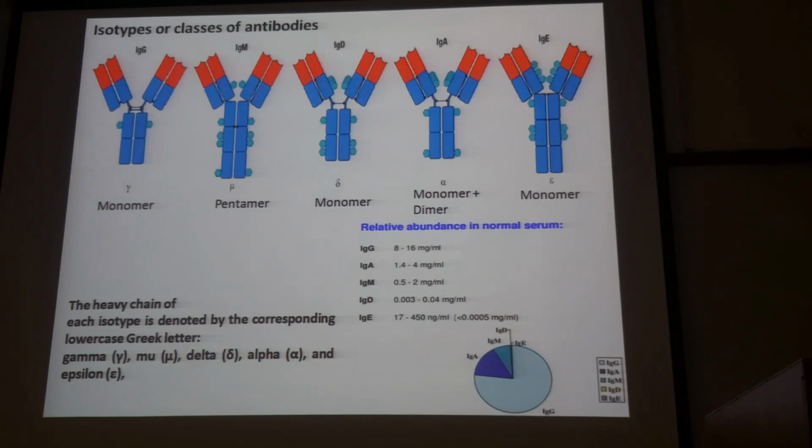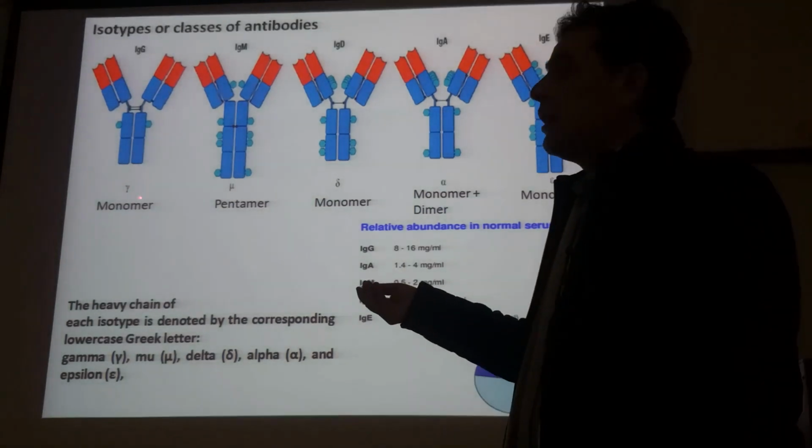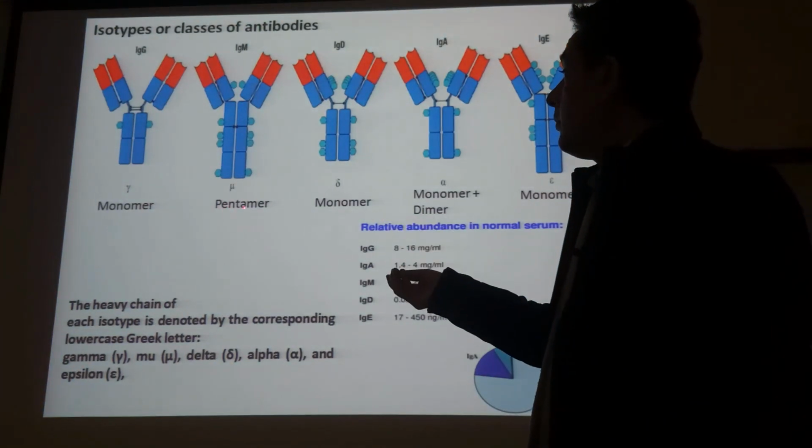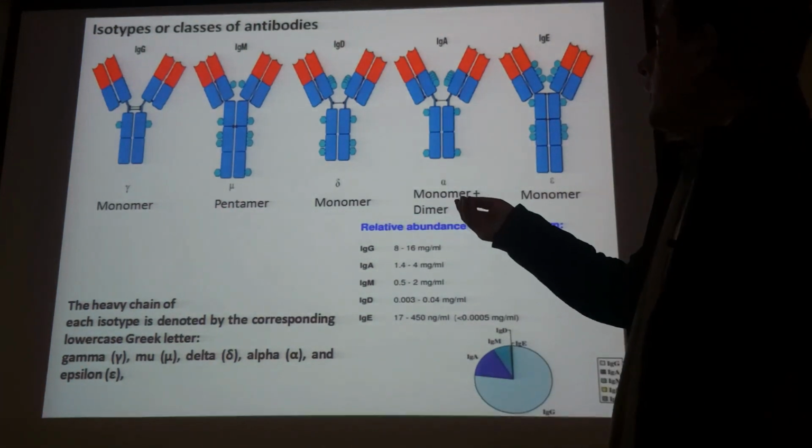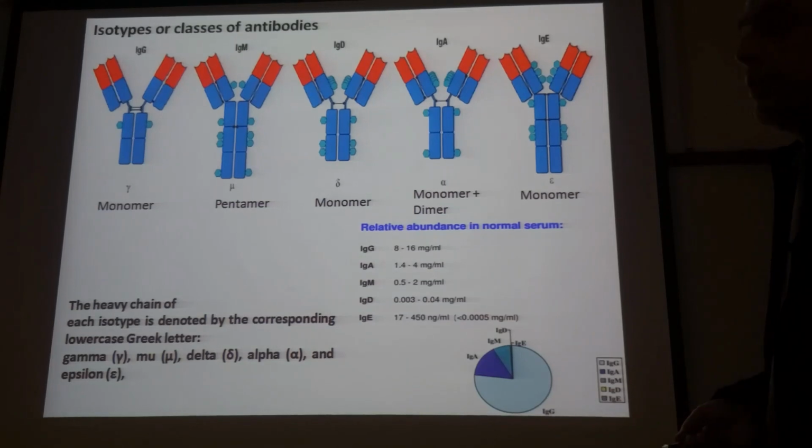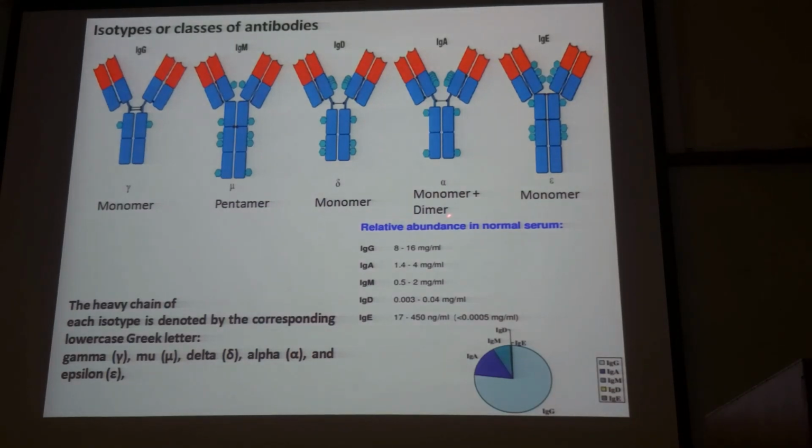The heavy chain in the case of immunoglobulin G is gamma, immunoglobulin M is mu, IgD is this one. What is this called? Delta. Then this is alpha and this is epsilon. So these chains are different in these antibodies. That's why we give these antibodies different names. They are different antibodies, and they are produced in different situations.